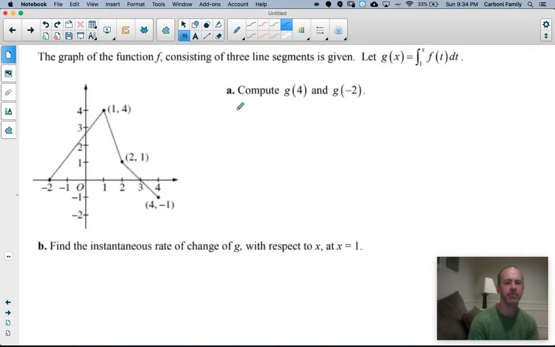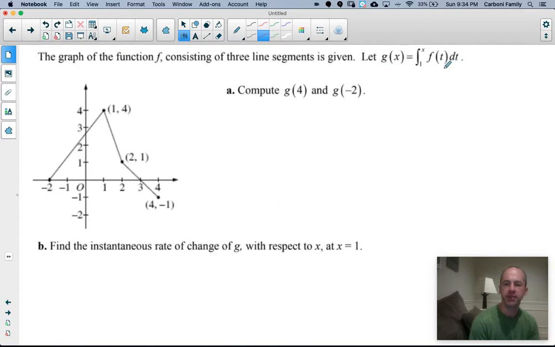So let's look at a free response question. This one's from an old AP exam. I don't know what year this is from. You could probably type in that first line in Google and figure it out. But notice we have the function f consists of 3 line segments, and that is what is provided. We have a line here, here, and here.